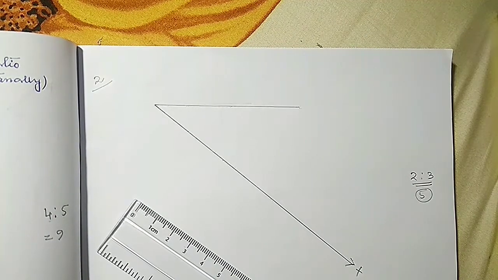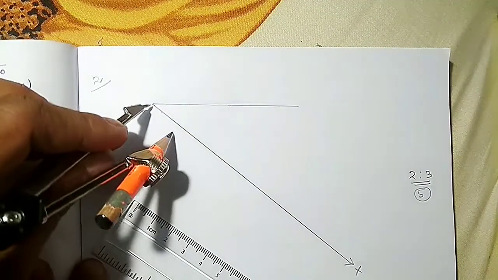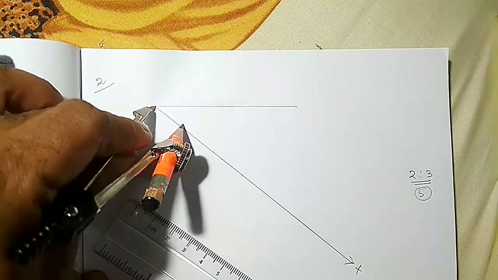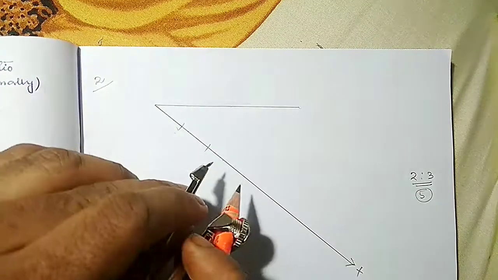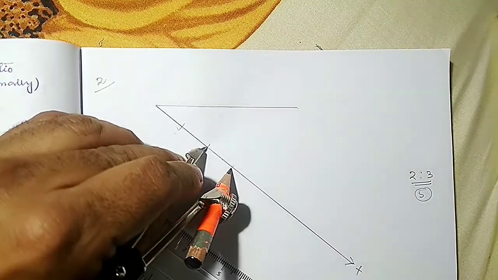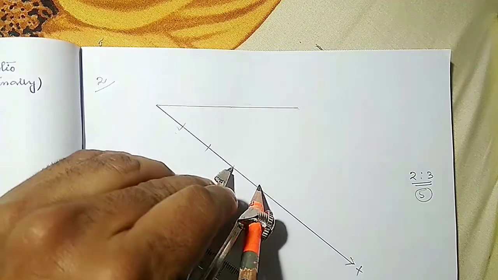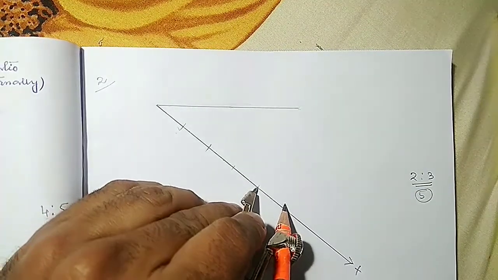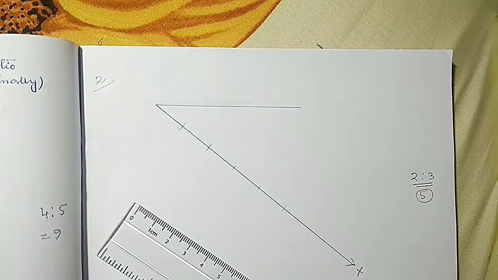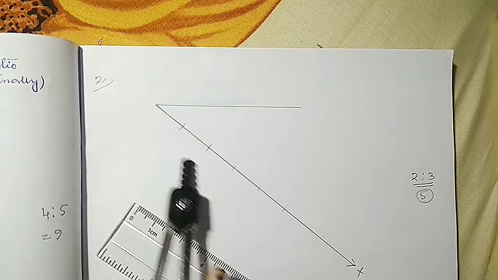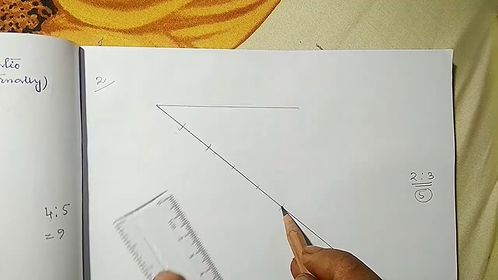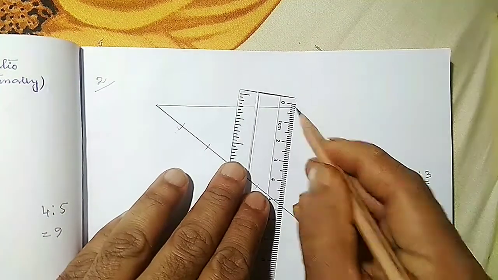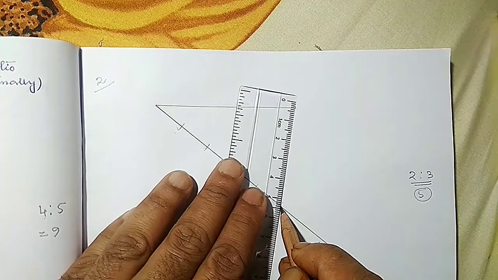For this, using the compass, we have to mark 5 points at equal distances: 1, then 2, then 3, then 4, then 5. In this way, we will mark 5 points. After marking 5 points, we have to join the last point with this point. That means this one and this one we have to join.